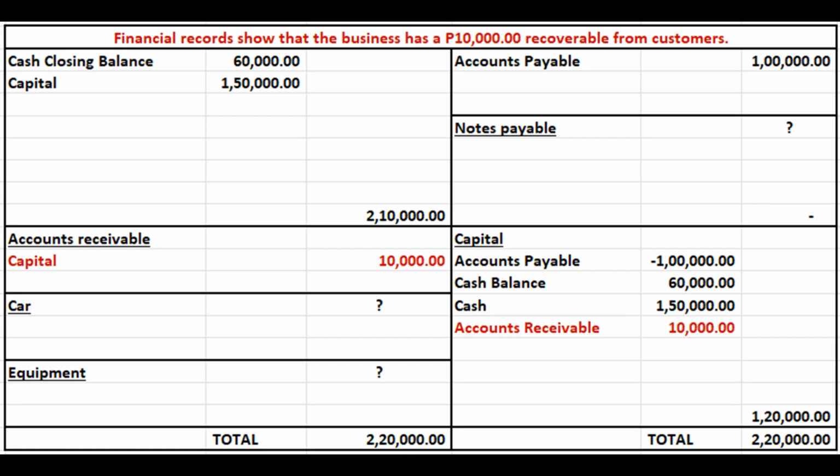Financial records show that the business has 10,000 recoverable from customers. Accounts receivable 10,000. On the liability side, capital 10,000. Total assets 210,000. Cash 10,000. Accounts receivable. Total assets 220,000. Total accounts payable 100,000 and capital 120,000. Total liabilities including capital 220,000. Total assets 220,000.